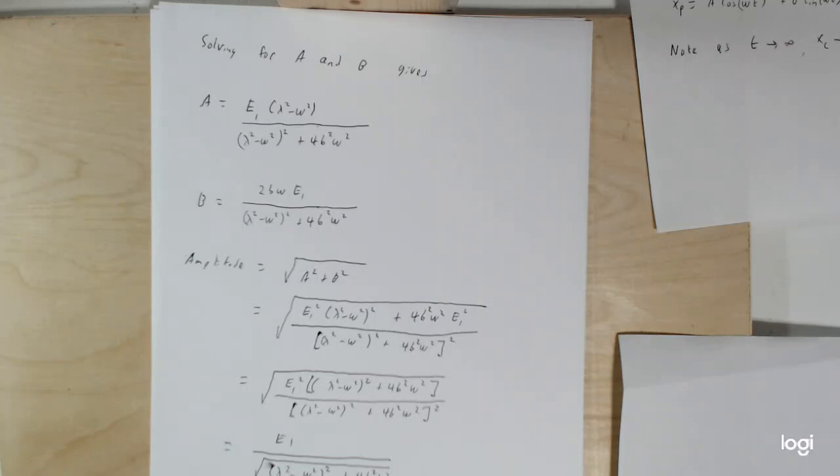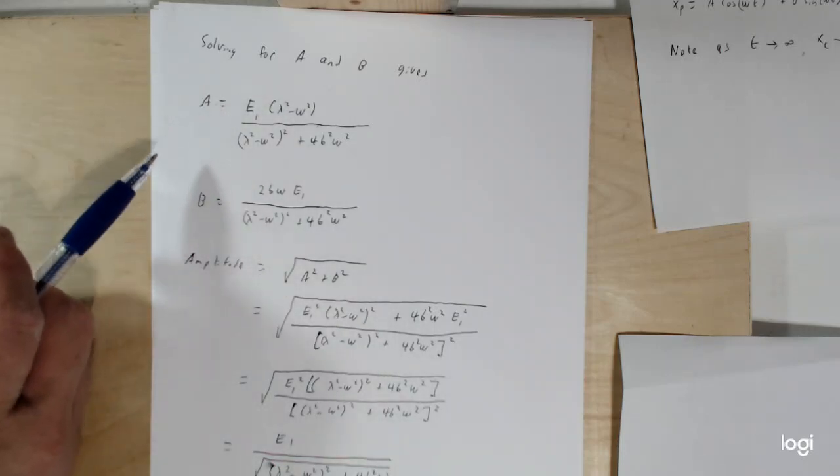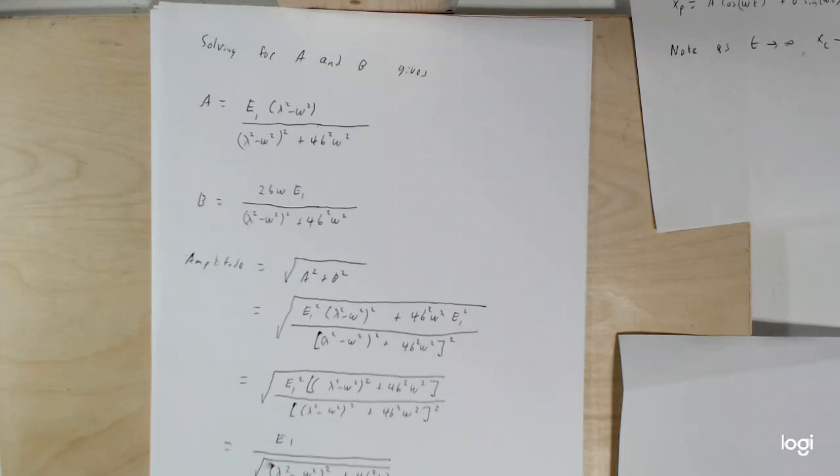But what I'm really interested in here, and what we're going to use in the next section, is the amplitude of this particular solution. And if you remember, for a trig function, when you have a cosine omega t plus b sine omega t, the amplitude of that motion becomes the square root of a squared plus b squared. Okay.